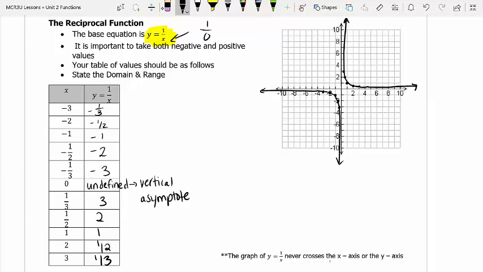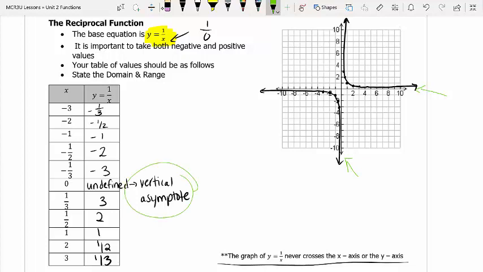Here's what I want you to realize. This reciprocal function never crosses the x or the y-axis. As you can see, it gets very close to the x-axis, closer and closer as the x values increase, but it never touches the x-axis. Same with the y values: as the y values decrease, the function gets closer and closer to the y-axis, but it never touches. So we say that the reciprocal function has a vertical and horizontal asymptote.